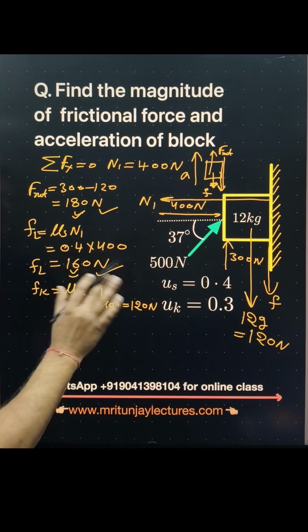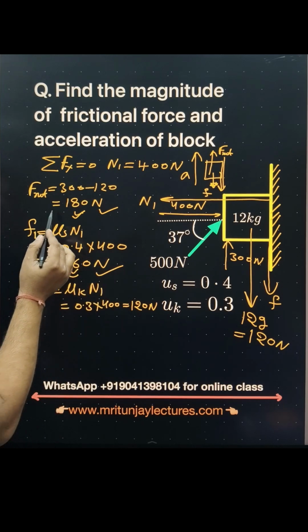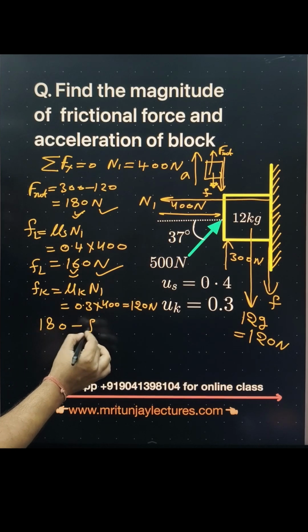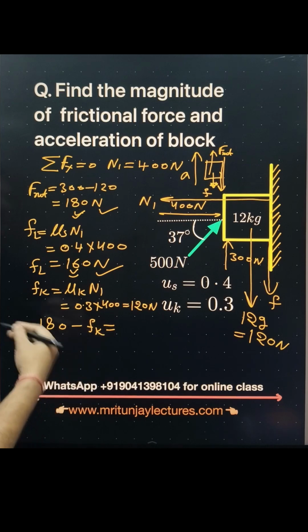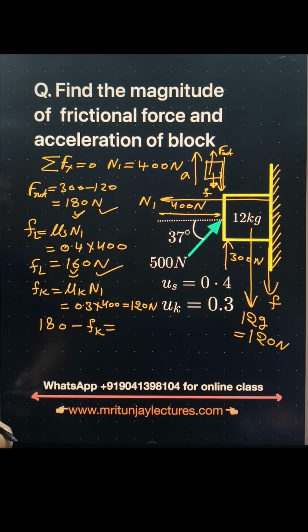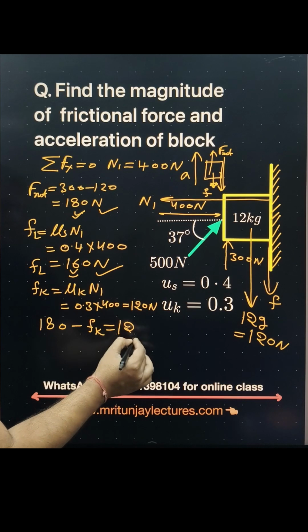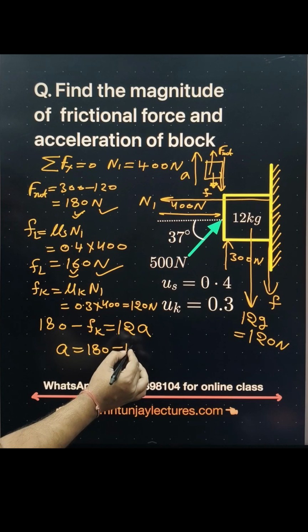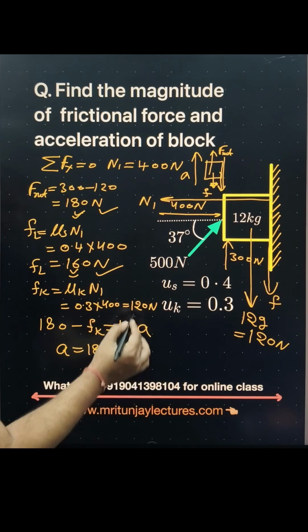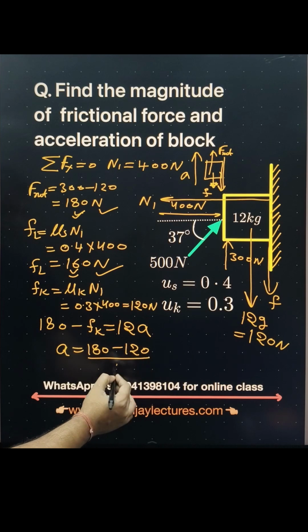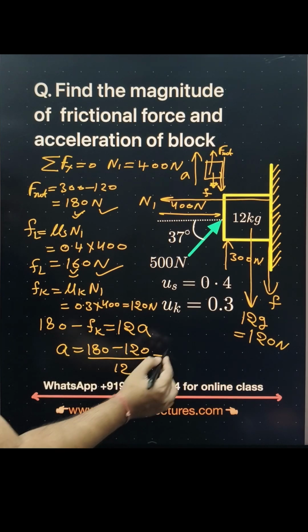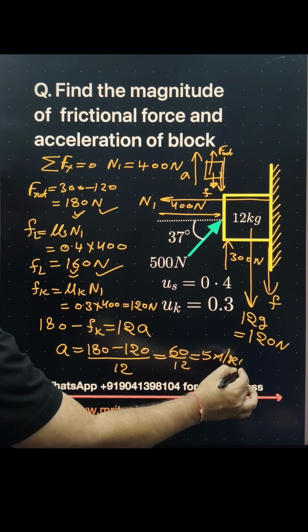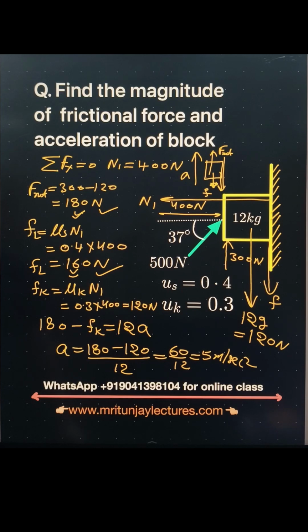Suppose that the block is moving upward with acceleration A. So according to Newton's second law, the unbalanced force, that is net force minus frictional force Fk, is equal to mass into acceleration. Mass is how much? 12, and acceleration is A. So A is equal to 180 minus 120, since during motion kinetic friction acts, divided by 12. So 60 divided by 12. So we got how much? 5 meter per second square. So the acceleration of the block is 5 meter per second square.